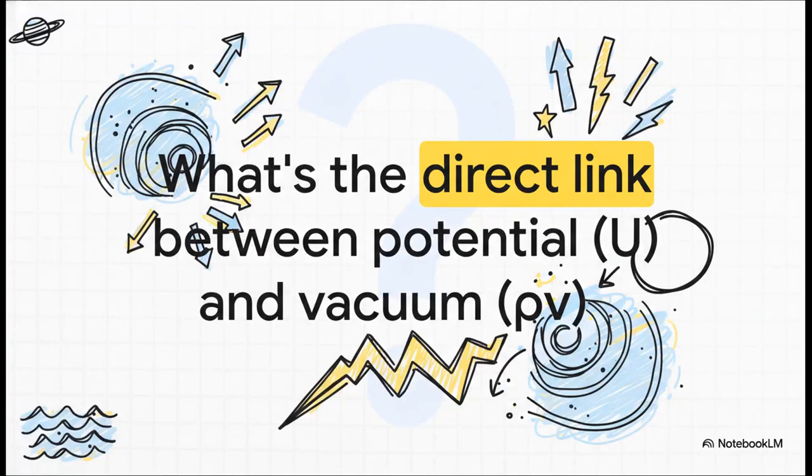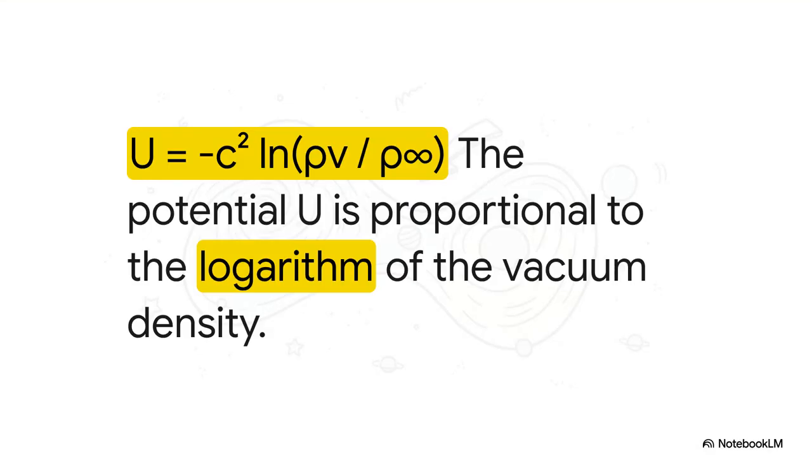This brings us to the absolutely critical question. We know that ρv acts as a source for the potential U, but is there a more direct, a more fundamental link between the two? The answer, it turns out, is yes, and it's the key to this whole thing. And here it is. This is that key insight.